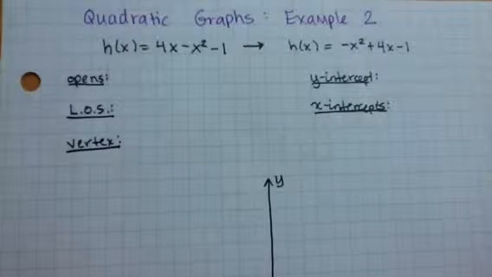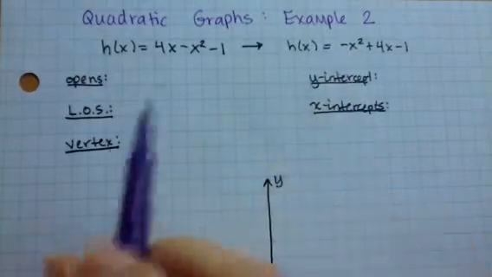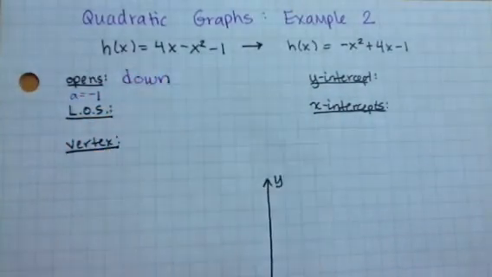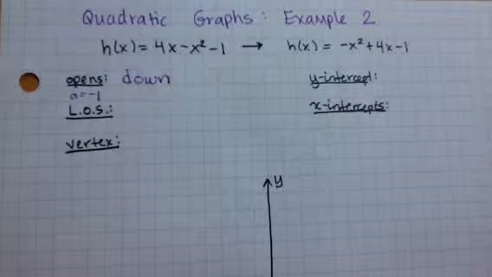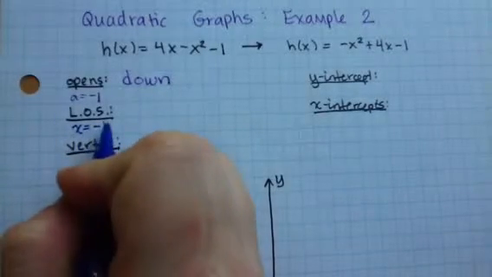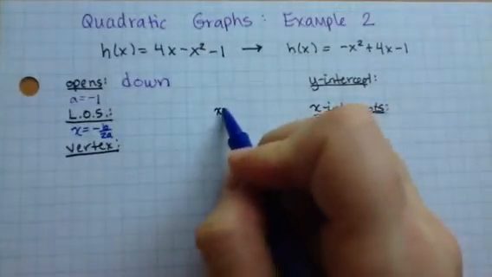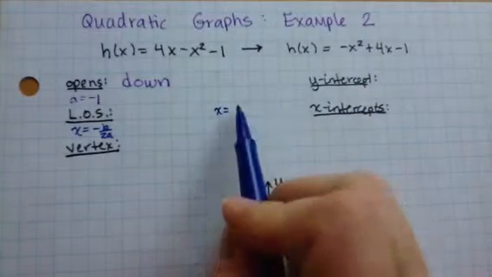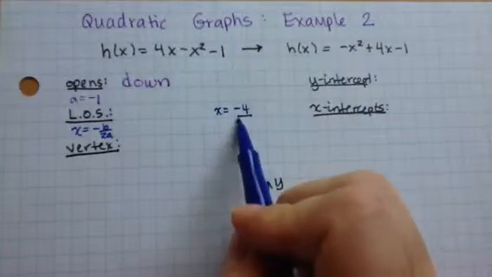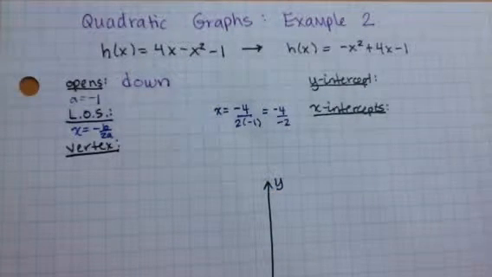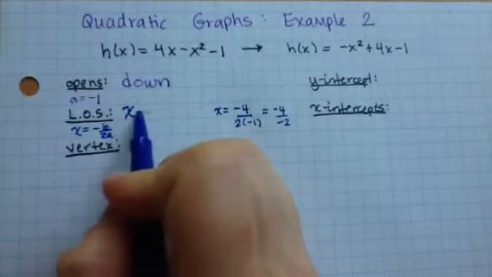So we can tell if the graph opens up or down by looking at the leading coefficient. The leading coefficient in this case is -1. Since a is -1, this parabola opens down. The line of symmetry is found by doing x equals the opposite of b over 2a. So x equals the opposite of b, which would be -4, over 2 times a, so 2 times -1 would be -2. So -4 over -2. Our line of symmetry will be x equals 2.